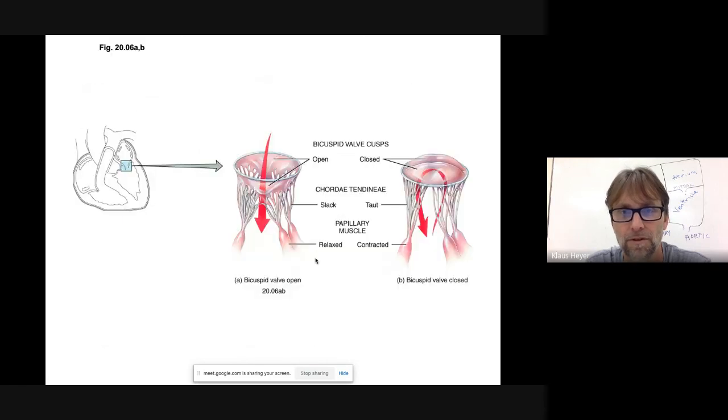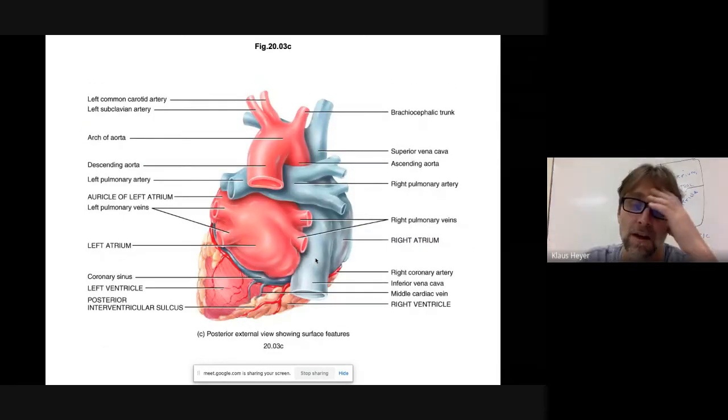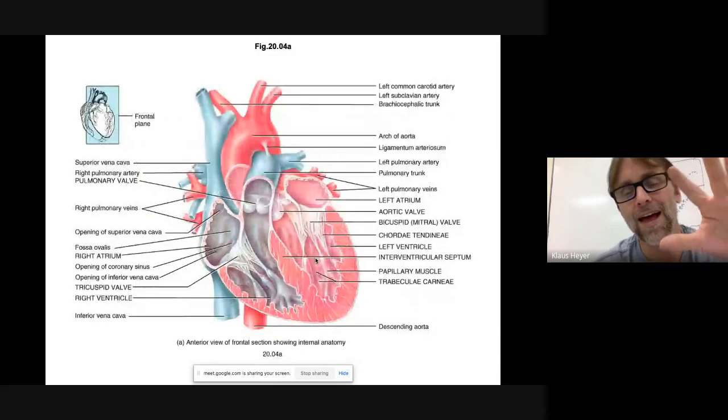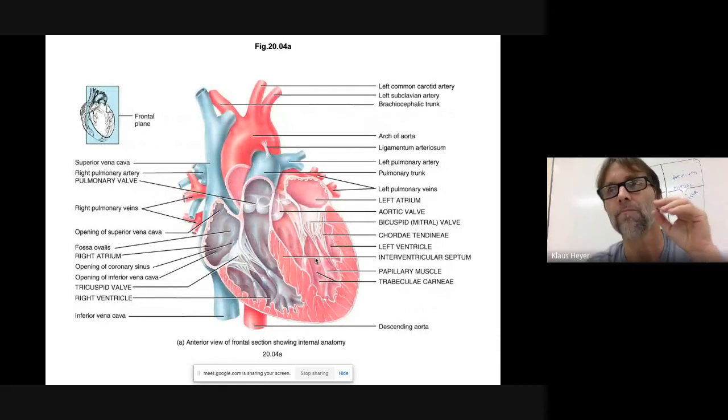Oh, I wanted to show you that. Here's the back side of the heart. All right, so let's look at the inside one more time. Let's look at what's going into the atria.